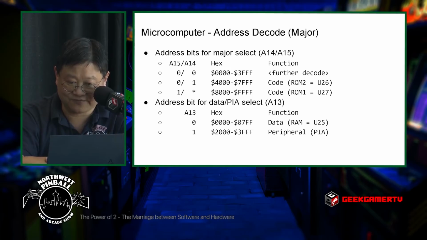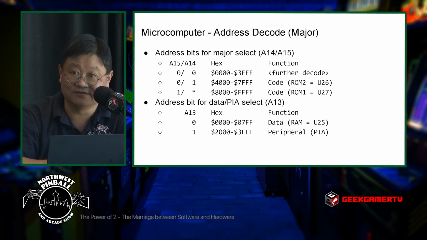So you've got A14 and A15 are 0 and 0. You need to do more decode. Next thing to do, go look at A13. Basically, we'll break the 4000 hex into 2000 hex sections. And you'll see that the 2000 hex corresponds to peripheral, and the 0 corresponds to RAM. And that's how they divide it up. Everything is a power of 2. Everything is half, half, half, half. This level of granularity is easy for decoding.